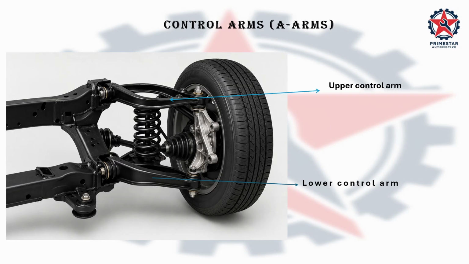At this stage, it's only important to recognize what control arms look like and where they are located, and to understand their basic purpose. In our future lessons, we will explore the different types of control arms, how they work, how to inspect them, and the common faults that we always encounter in the workshop.